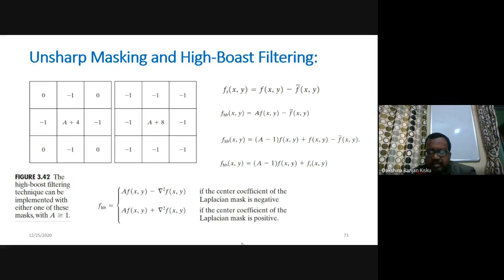This unsharp masking, that means the sharp image, is added to the original image when the original image is multiplied with the constant A minus 1, and that gives us the high boost filtering. So after rearranging the expression used for unsharp masking or getting the sharp image, we can have the high boost filtering. For high boost filtering also, we can have the Laplacian operator or Laplacian mask, and the Laplacian mask can be subtracted or added to the original image when the constant is multiplied with the pixel values of the original image, and this also gives us a modification of the high boost filter.